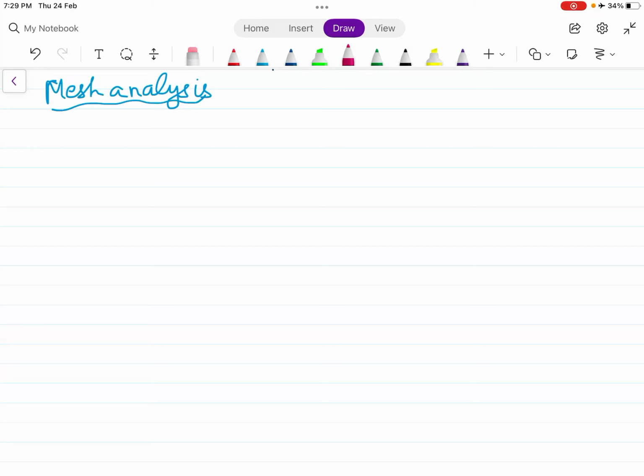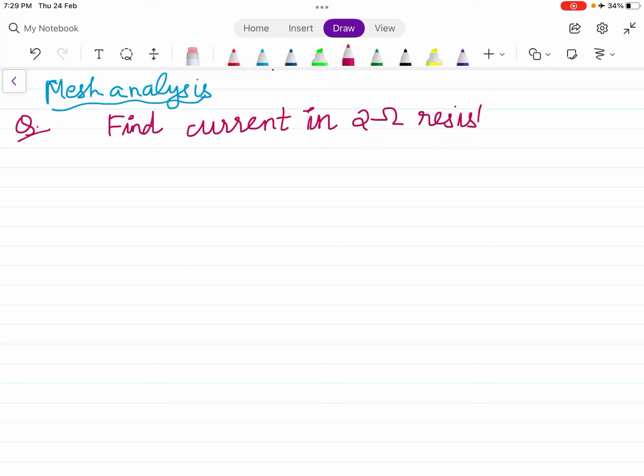So we'll be continuing with mesh analysis. So the question is, find the current in the 2 ohm resistor.